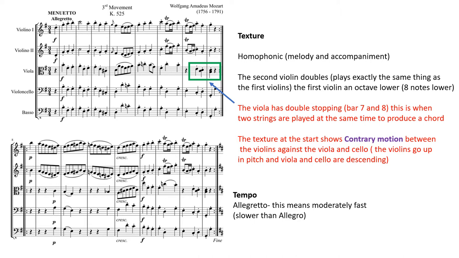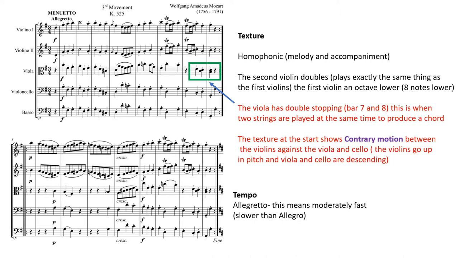As we can see in the music, violin 1 and violin 2 have the main melody. The second violin doubles, which means plays exactly the same thing as the first violins. The first violin plays an octave higher, which means 8 notes higher than the second violin.